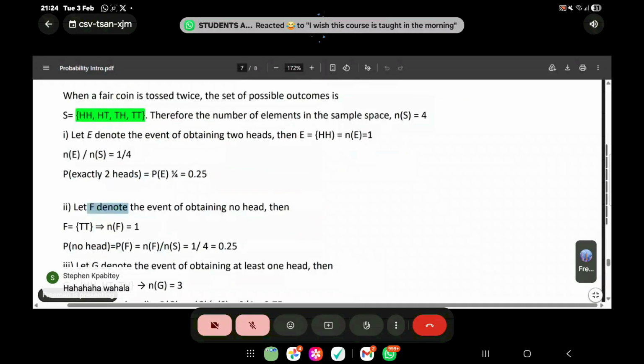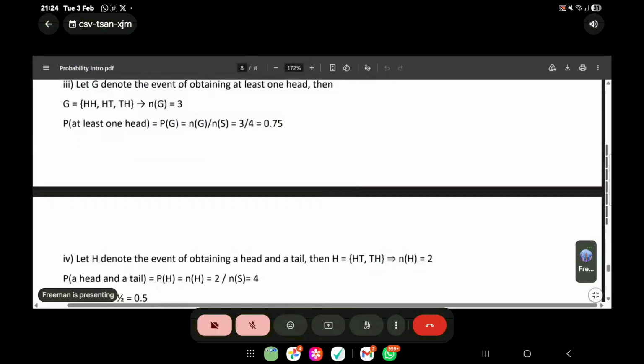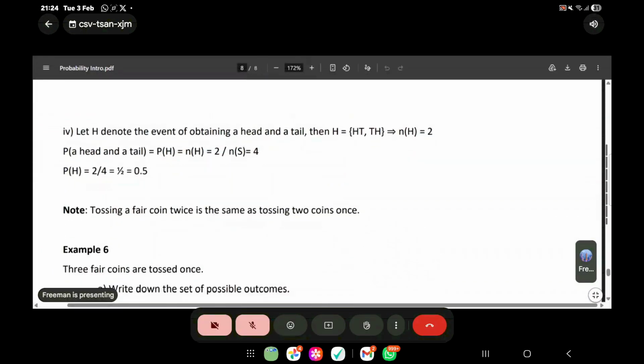Okay, I think we are on course. Any questions so far? Yep.